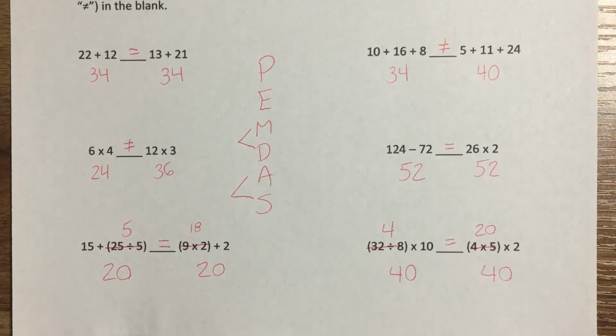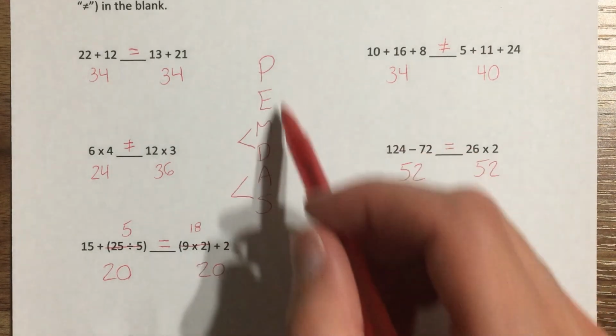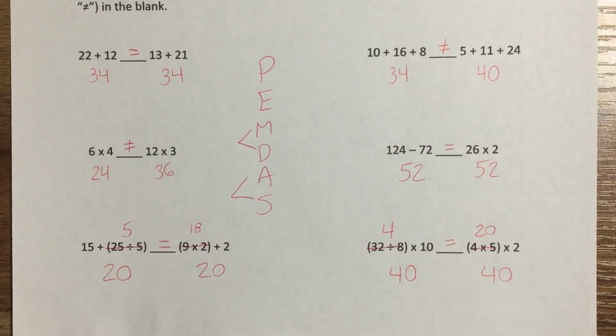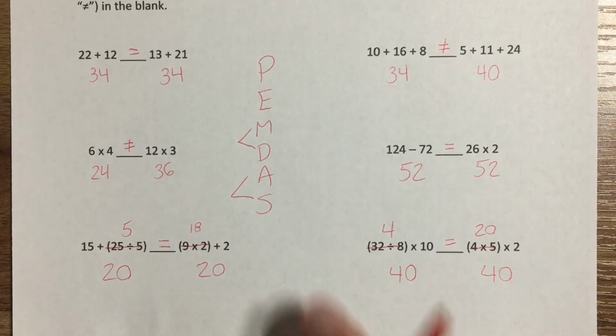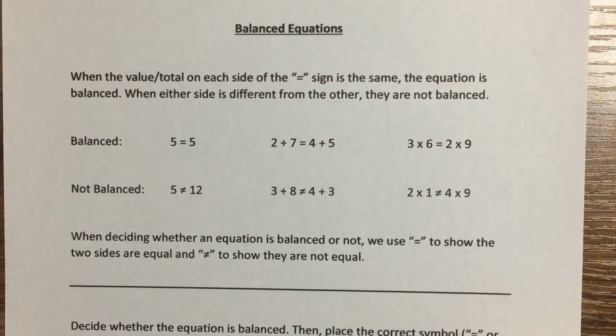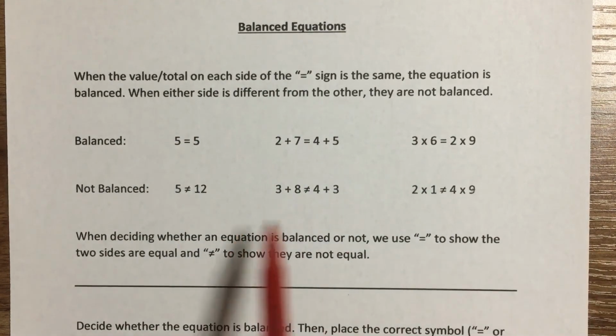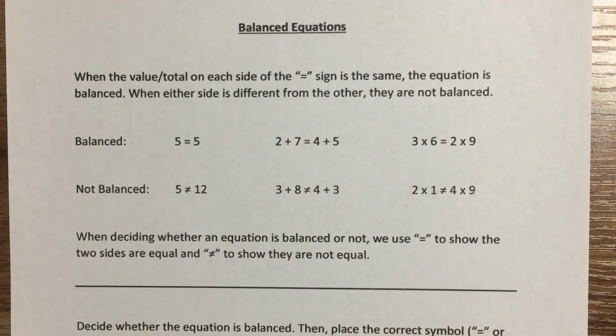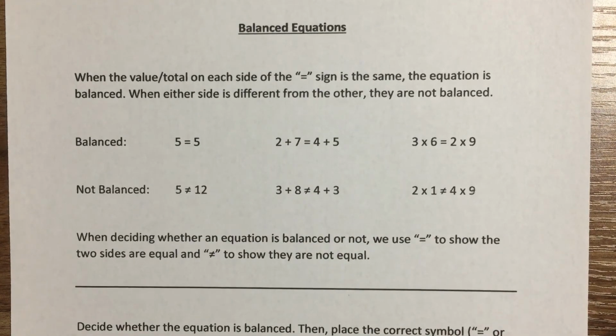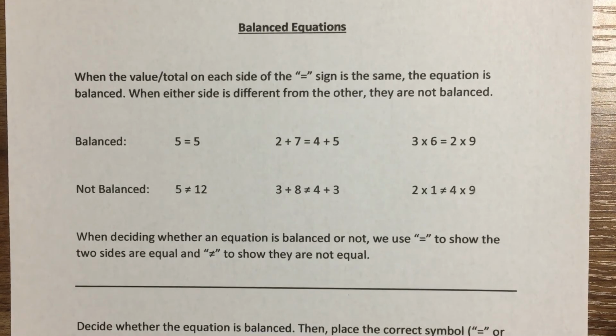I just wanted to do another little bit of an expansion on balanced equations, especially showing you a little bit more how to use that PEMDAS idea in one of these types of problems. But those are balanced equations. Equal sign tells me that we have the same value or same total on each side. If it is not the same total on each side, we say it's an equal sign with a slash through it. Okay? We say that it is not equal. But that's what we're going to wrap up for today.